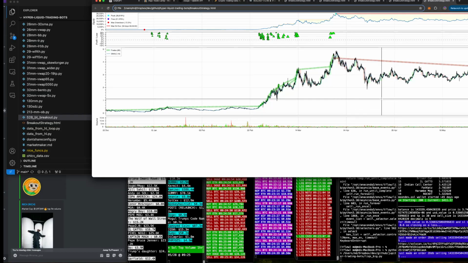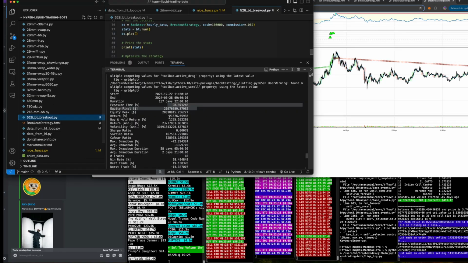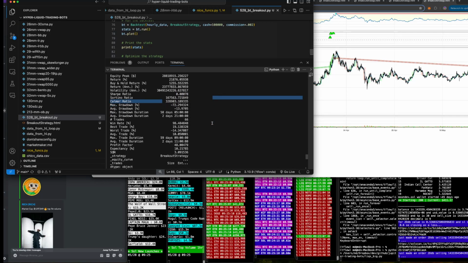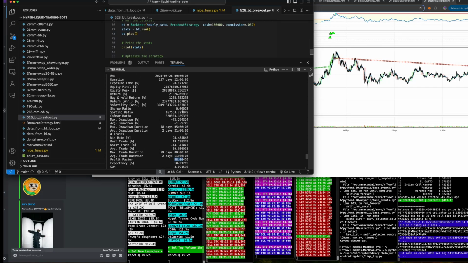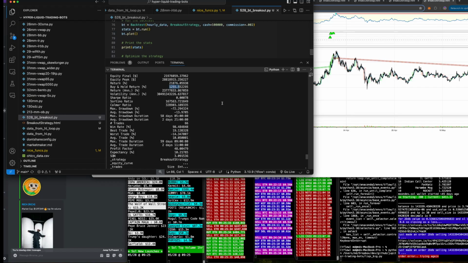See, exposure time is 98%. It's too much, in my opinion, but Sharpe ratio is 0. Sortino's unreal. Amount 66 trades, which is nice. Profit factor 48. The return is 21,000%. Buy and hold is 1255. Okay. So that's good. That's really good.